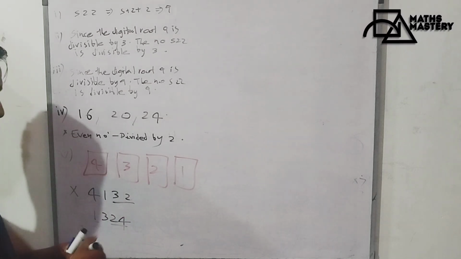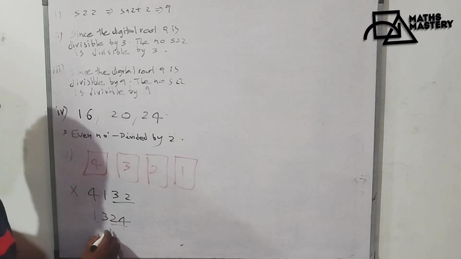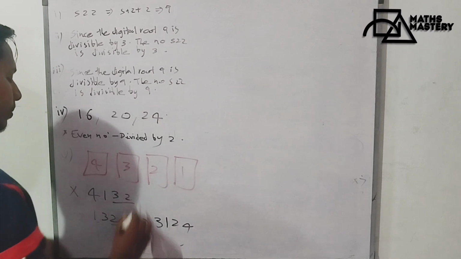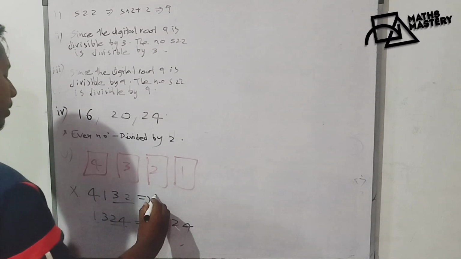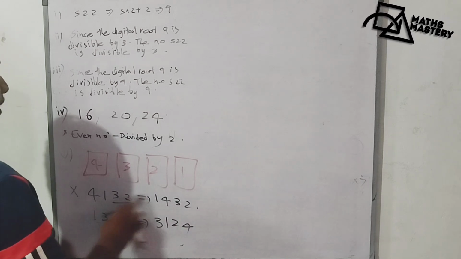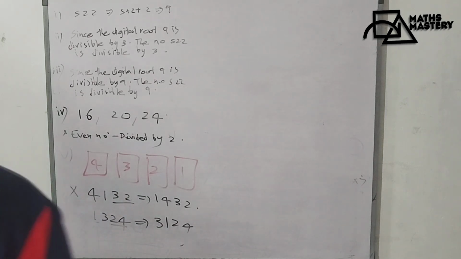So I can interchange another number here. 3 and 1 I can interchange. If I interchange this, I get 3 1 2 4. This is also another number, and again I can interchange 4 and 1 to get 1 4 3 2. This is also a number. So how many numbers can you form? 1, 2, 3, 4. There are 4 numbers which are divisible by 4.